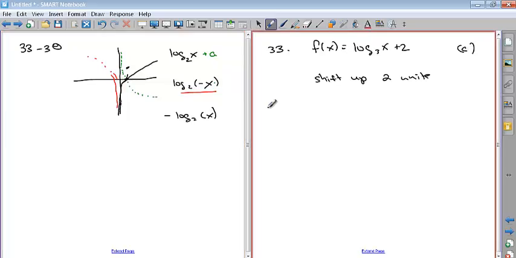So that's that one. Because the parent function looks like this, and all we're doing is shifting it up like that.